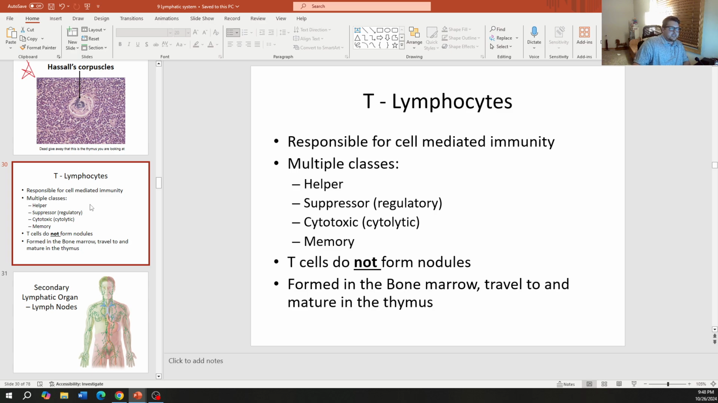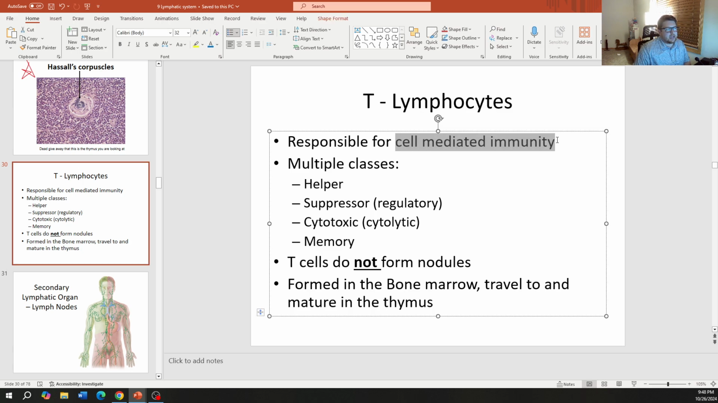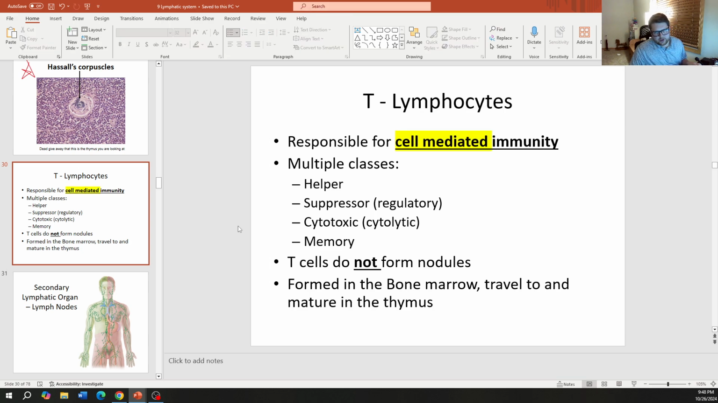So these T lymphocytes are just kind of the stuff we want to talk about. These are responsible for cell-mediated immunity, also part of what's called our adaptive immunity, which again you don't need to know all the technical terms for. I would just know responsible for cell-mediated immunity. That's a good test question that they can ask. So B is humoral immunity. This is cell-mediated. And there's a bunch of different classes.